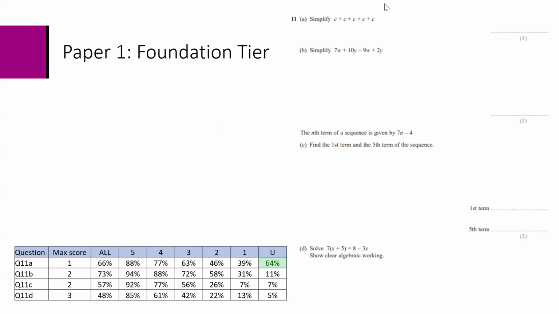So here's an algebra question, and I'm going to make an exception for that for foundation tier students. Looking at this question here, C, so find the first and fifth term of a sequence. We're actually doing slightly better on, say, part B, which is simplifying, than on a simple substitution. So the key message in here is just for students to be engaging with this material at a wider spread, just to help remind themselves of what they have forgotten.